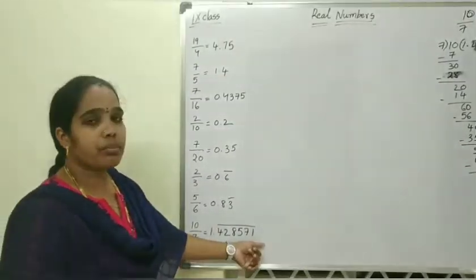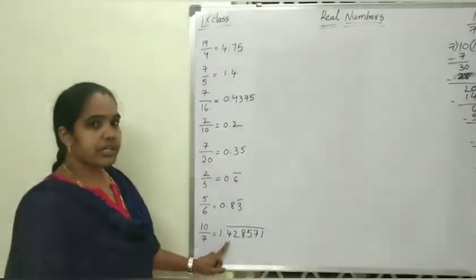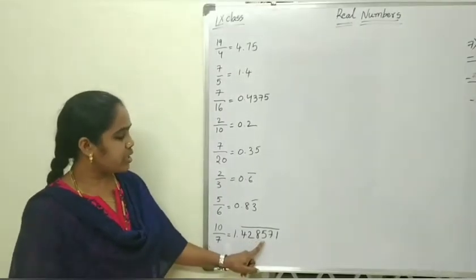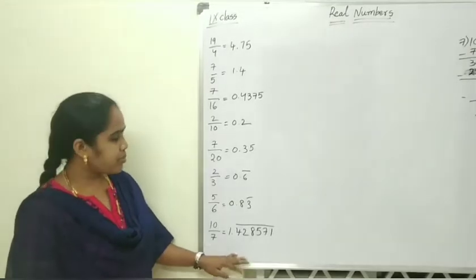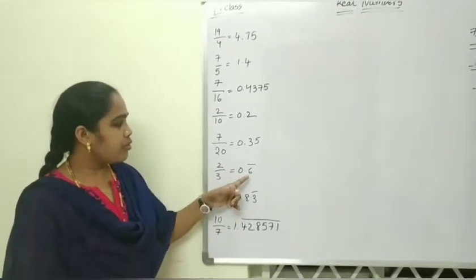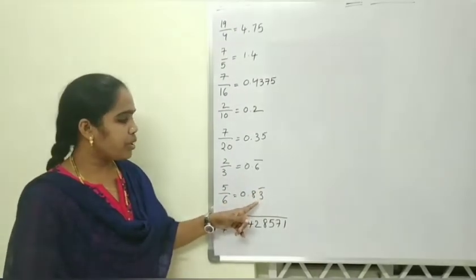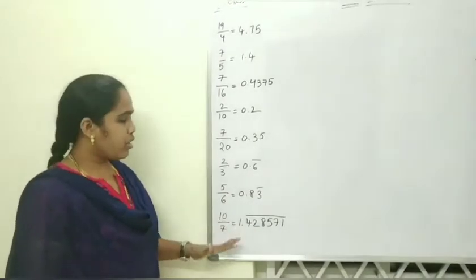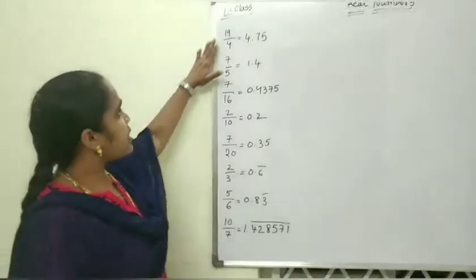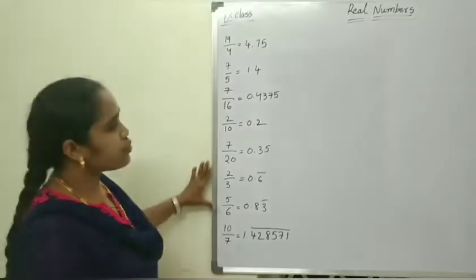How many numbers are repeating here? 1, 2, 3, 4, 5, 6. 6 numbers are repeating. So maybe one number can repeat, or 2 numbers, or 4 numbers, or 5 numbers, or many numbers. Okay. Now, children, from these rational numbers, what did you observe?